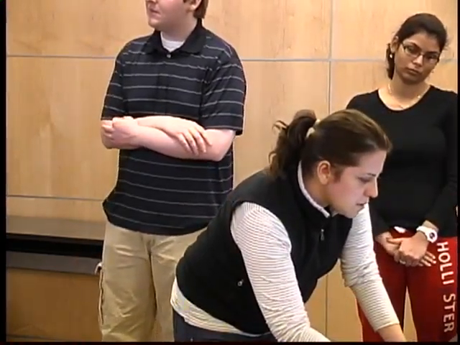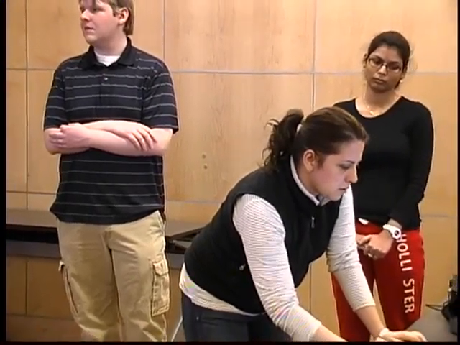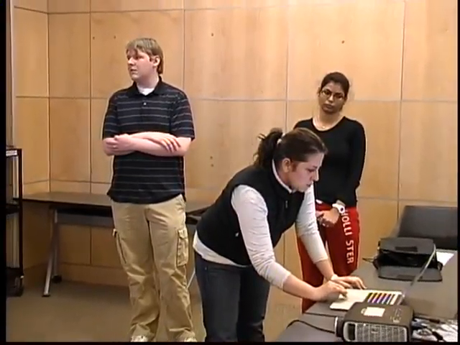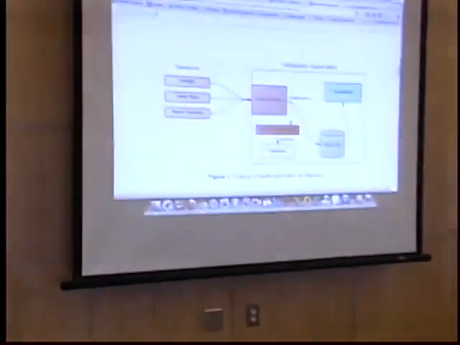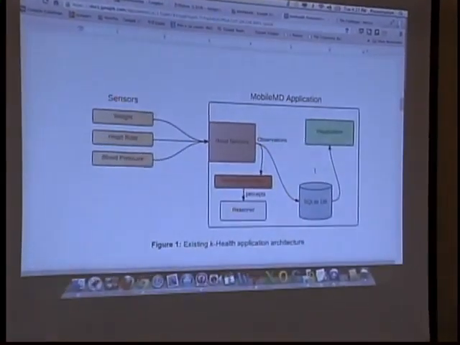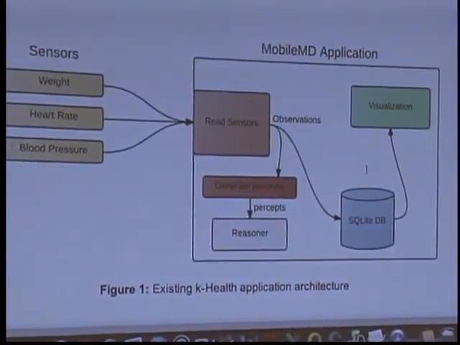The architecture of the system, first of all, and then we go through the wireless stuff. This is the healthcare architecture, where as you see we have two sensors here for weight, heart rate, and blood pressure.